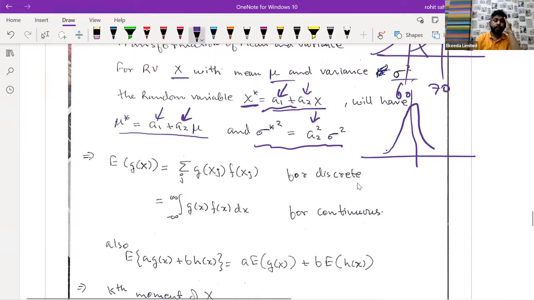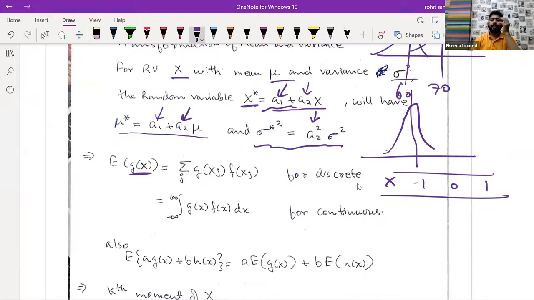Second thing, you may need to find the expected value of some function of x also. So that is quite easy. Socho, I'll give you one example. It is x. The values you are taking are -1, 0, and 1. And then you have density, p of x. Let's say the density is 0.25, 0.5, and 0.25. Fine.